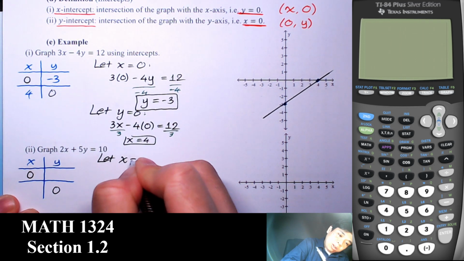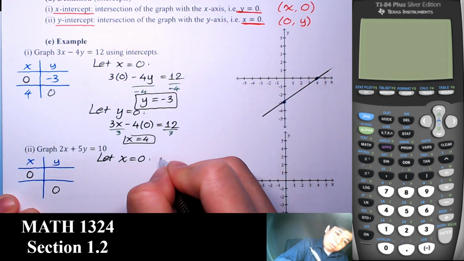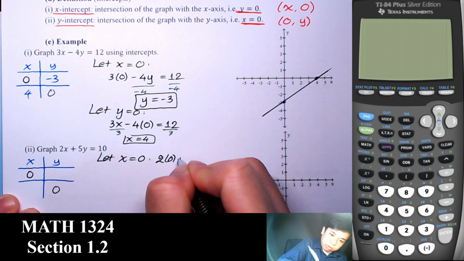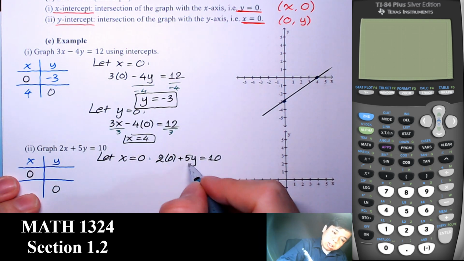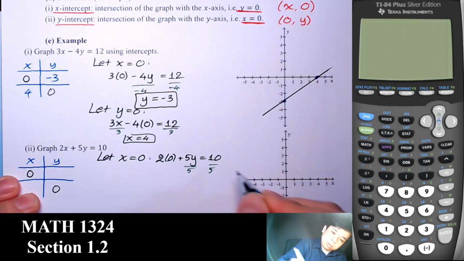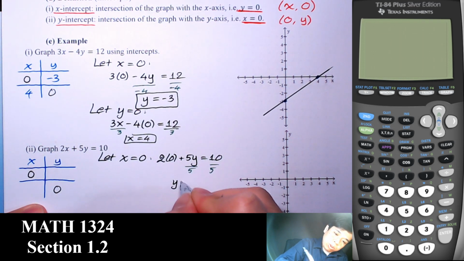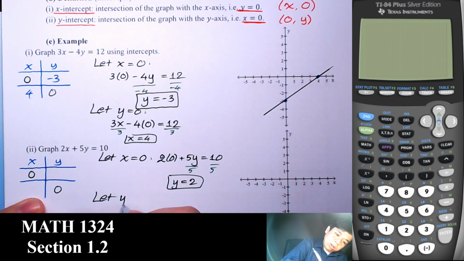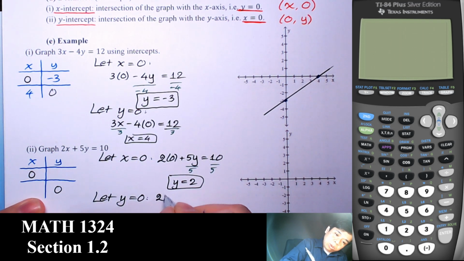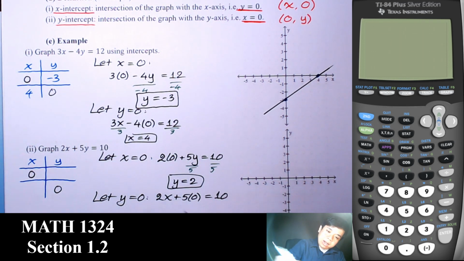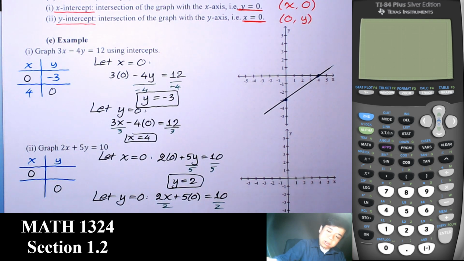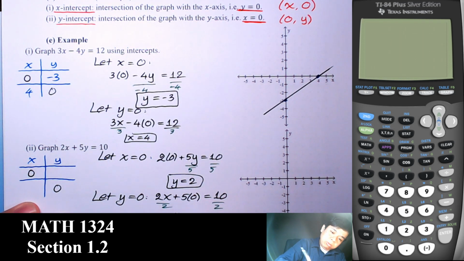At x equal to 0, we have 2 times 0 plus 5y equal to 10. Divide by 5 on both sides. We have y equal to 2. Now let y equal to 0. We have 2x plus 5 times 0 equal to 10, and then we divide by 2 on both sides. We have x equal to 5.